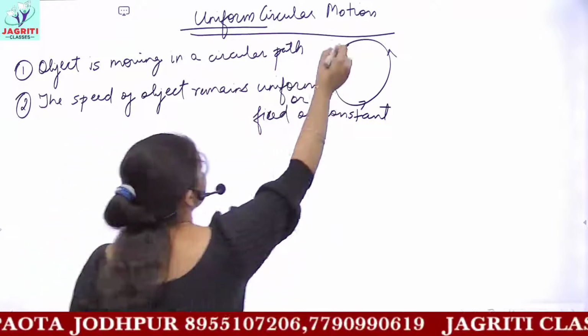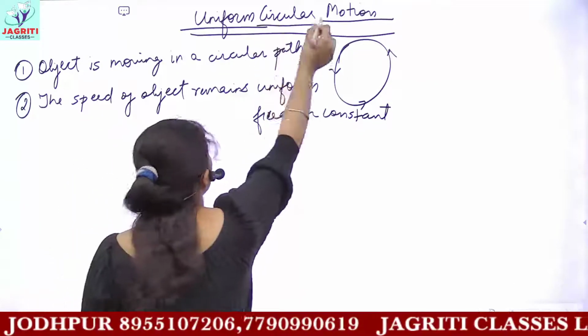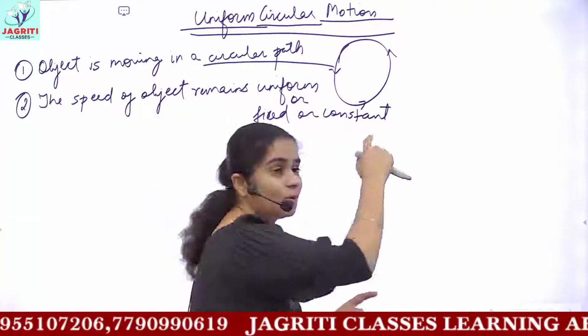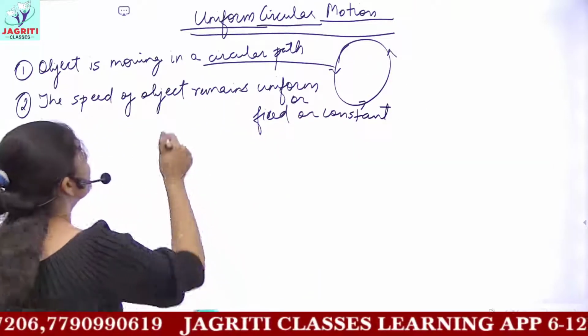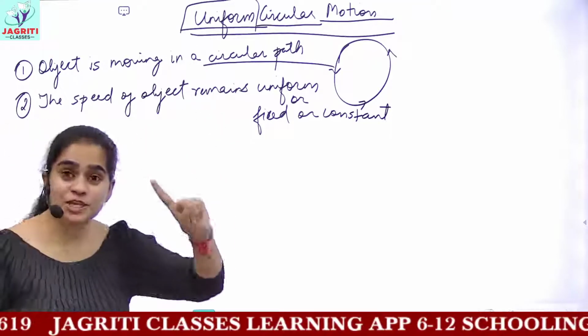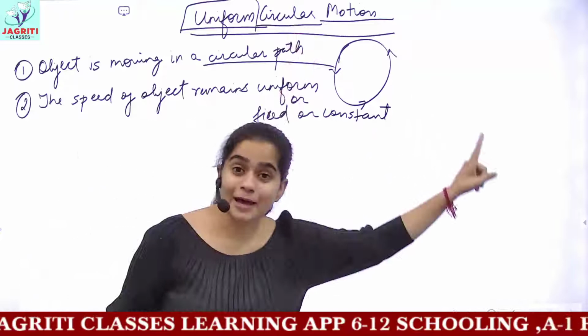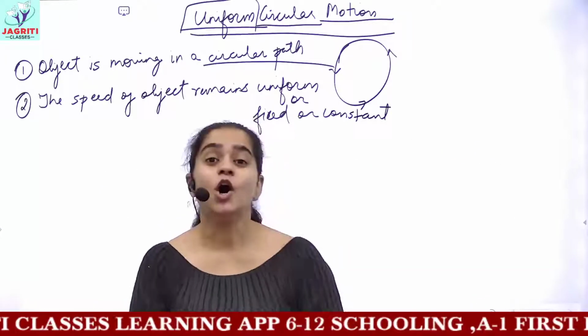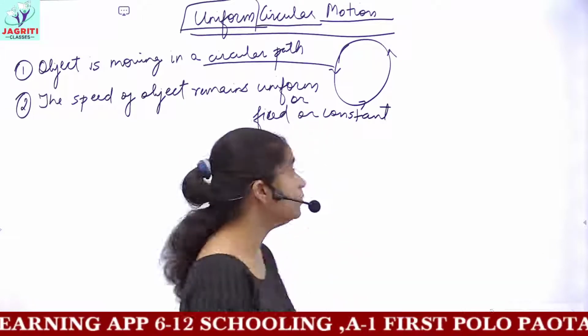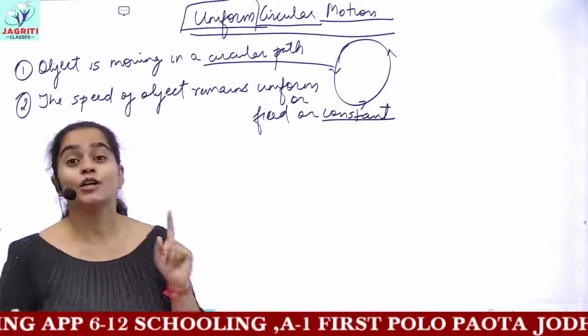Motion, the object is moving. Circular means the object is moving in a circular path. Circular path may be clockwise or anti-clockwise. Then you have the term uniform here. Uniform means the speed of the object while traveling in a circular path would remain uniform. Or you can say the speed would remain fixed. It would have a definite fixed value, which means you will have a constant speed.